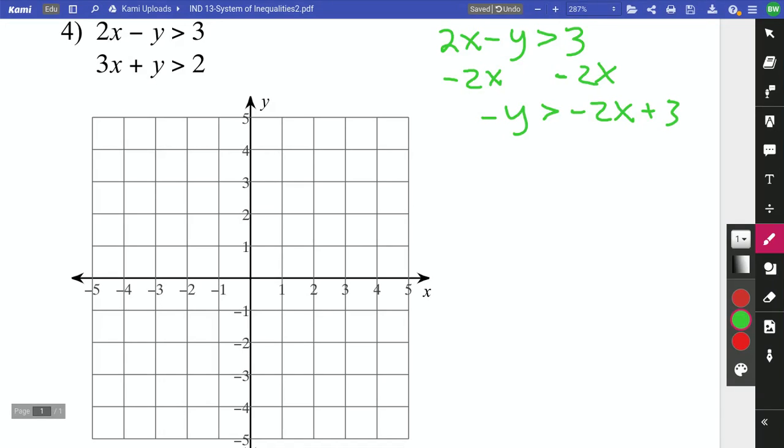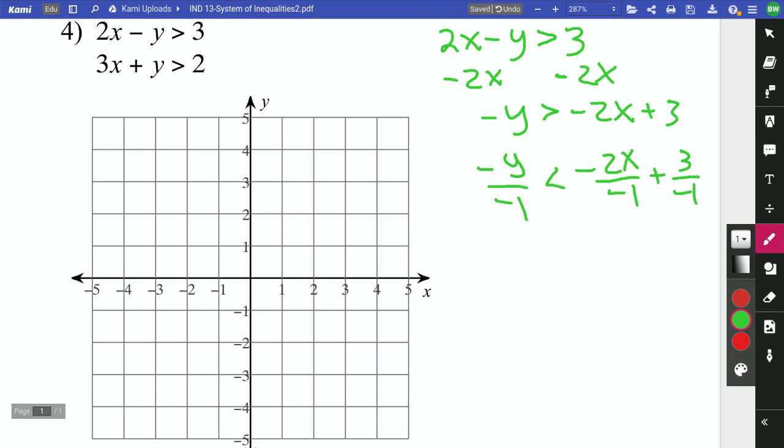It's not in slope-intercept form, though, because this is negative y over here, and we just want it to be y. So now we divide both sides by negative 1. And we're not going to write the sign there because we're dividing by a negative, and we have to remember what to do when we divide by a negative. Divide each term by that negative 1, and then we realize, yes, we need to reverse that. So it was greater than, and it's going to become less than. Okay?